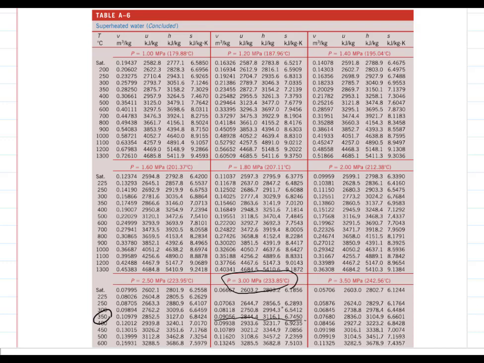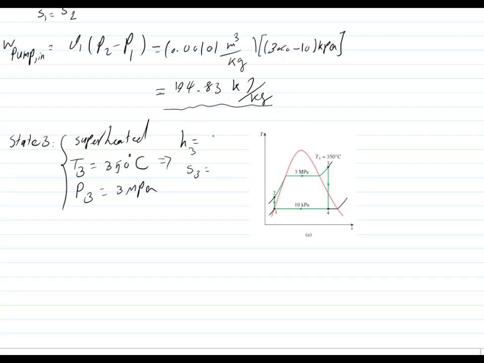So by this method, we can find the enthalpy and entropy for state 3 in this table. Okay, we found H3 and S3, enthalpy and entropy for state 3. Let's write down their values. H3 is 3116.1 kilojoule per kilogram, and S3 is 6.7450 kilojoule per kilogram Kelvin.